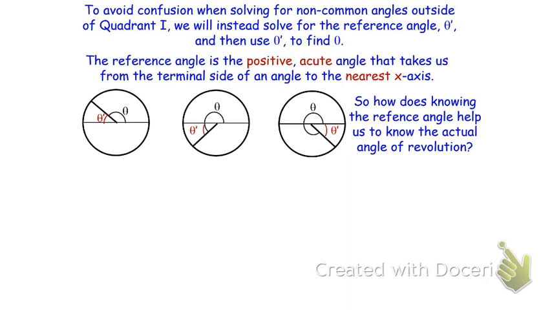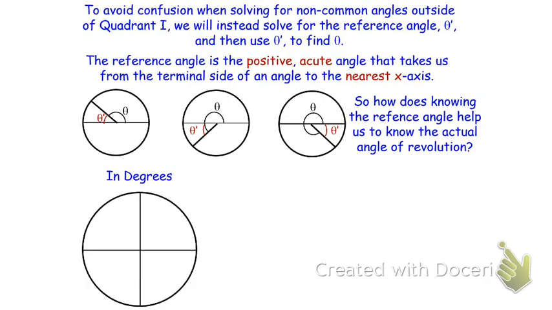Now the way we're going to use this to actually find the angle of revolution is based on whether we're looking for it in degrees or radians. So if it's in degrees, keep in mind that in quadrant 1, theta would be theta prime because the angle is already acute and positive. If you're in quadrant 2, you're a little short of 180. Therefore, theta is 180 minus whatever that reference angle theta prime is. In quadrant 3, you're a little bit more than 180. So theta is 180 plus theta prime. And in quadrant 4, you're short of 360. The amount you're short is theta prime. So here, in quadrant 4, theta equals 360 minus theta prime.